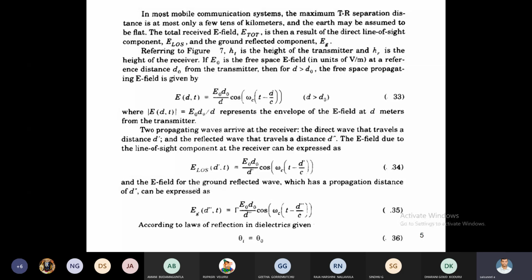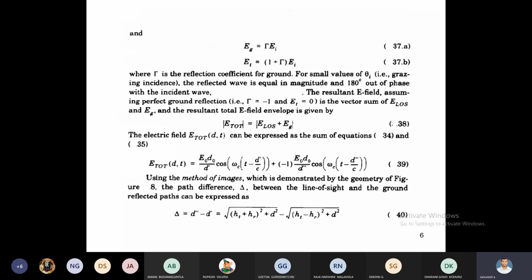We know the law of reflection. What is the law of reflection? The angle of incidence equals the angle of reflection, that is theta i equals theta naught. Similarly, in previous sections we had discussed that Eg is equal to the reflection coefficient times Ei. That is, the incident field is multiplied with the reflection coefficient, which gives the ground reflection Eg. Then E total, Et, is equal to 1 plus the reflection coefficient, times Ei.